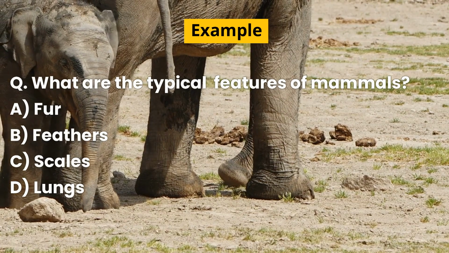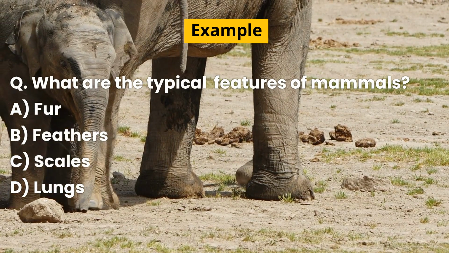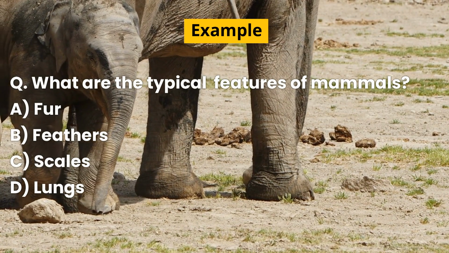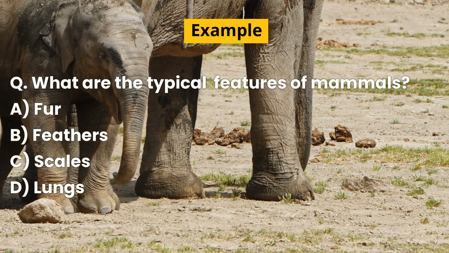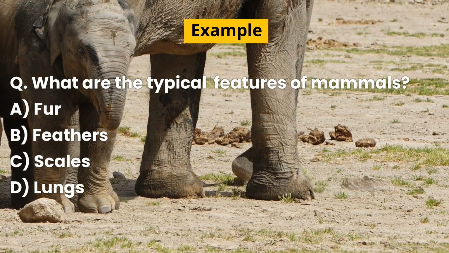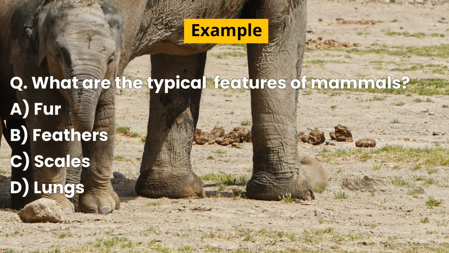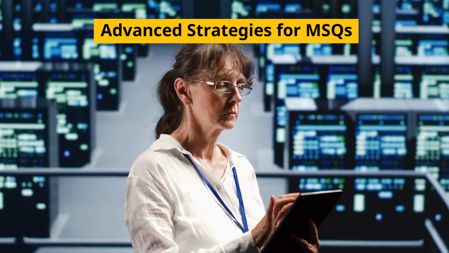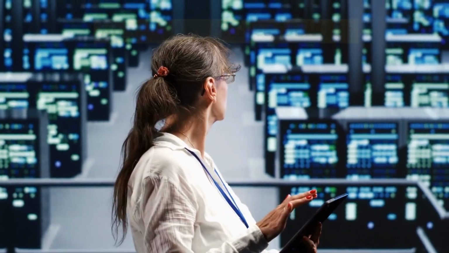Example: for a question about features of mammals, with options A. Fur, B. Feathers, C. Scales, D. Lungs. Prioritize options A and D, fur and lungs, as typical mammalian features, while options B and C, feathers and scales, are not. Advanced strategies for MSQs.